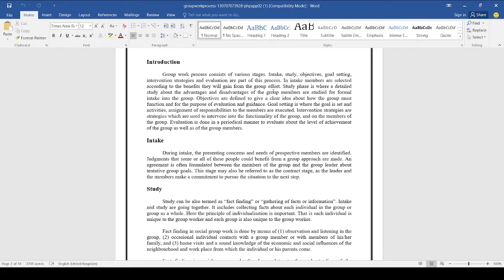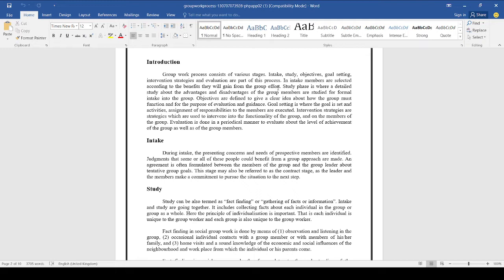We all know there are 6 methods of social work: social case work, or working with individuals; social group work, working with groups; community organization, working with communities; social action, working with mass people; social work administration; and social work research. These are the 6 methods of social work.